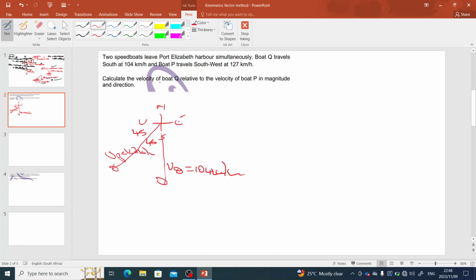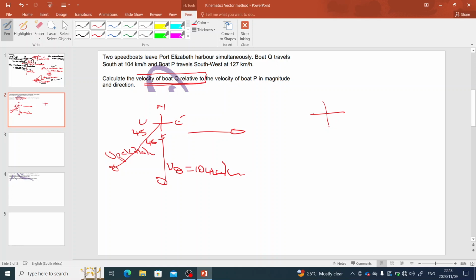Calculate the velocity of boat Q relative to P. Now, whenever you are given this statement, calculate the velocity of boat Q relative to, you will keep VQ in its position and reverse VP, the velocity of boat P, in magnitude and direction. Now, you will keep VQ in its position and reverse what? VP. That's what I call stop and reverse. Now, you will then have to redraw this from the stop and reverse perspective.